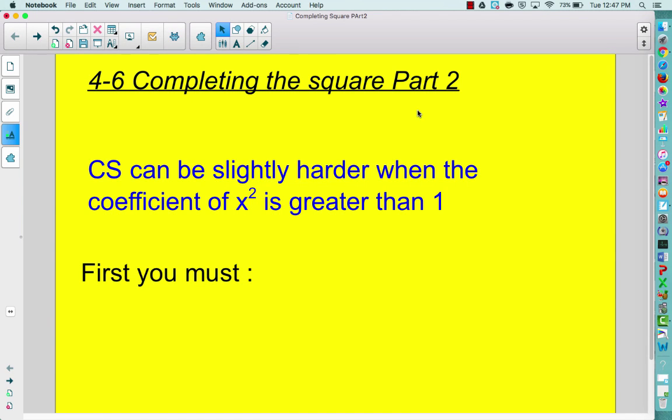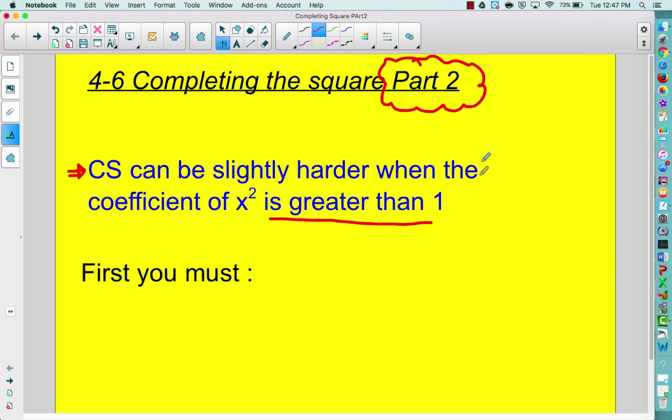Hi everybody. So today we're going to be completing the square, but I'm calling this part 2. So only after you've done part 1 are you going to want to do this video. And I like to split it up because it can kind of get confusing the first time you complete the square. So completing the square can be slightly harder when the coefficient of x squared is greater than 1.